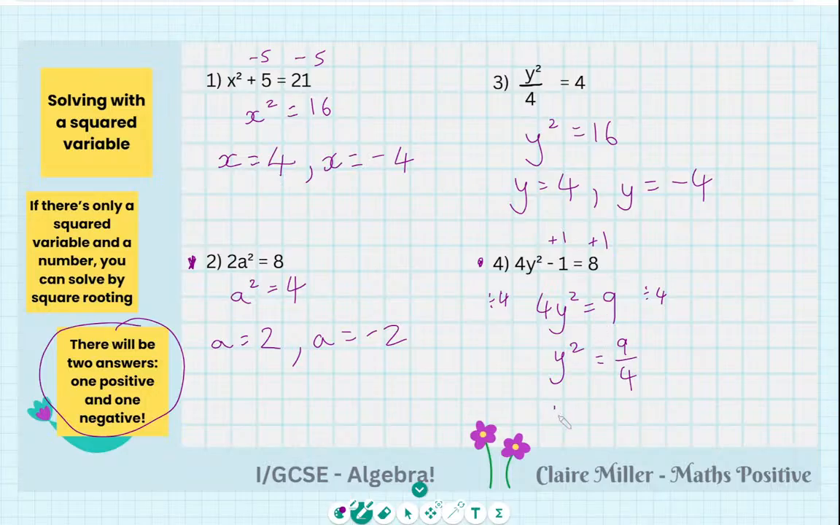And then finally, we're going to square root. So y equals the square root of 9 over 4. And that would be the square root of 9, which is 3, over the square root of 4, which is 2. So 3 over 2 or negative 3 over 2. Gosh, that was a particularly tricky one there at the end. Hopefully that all made sense.